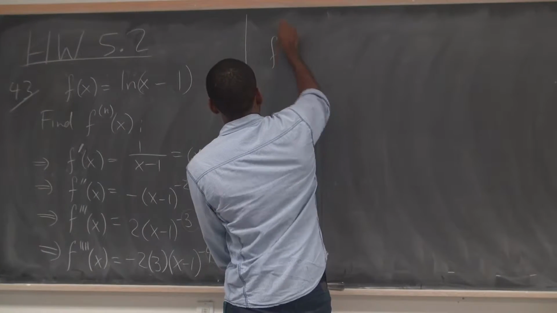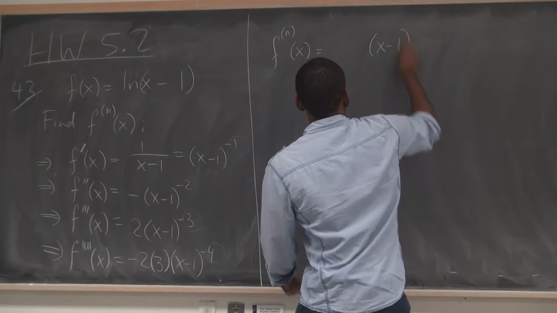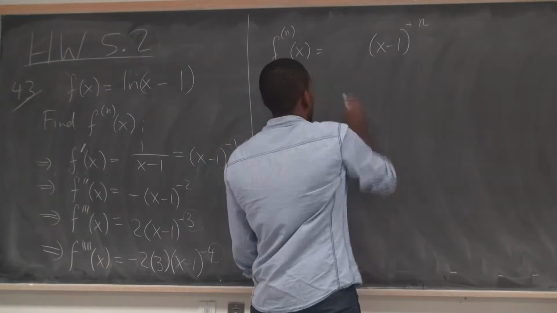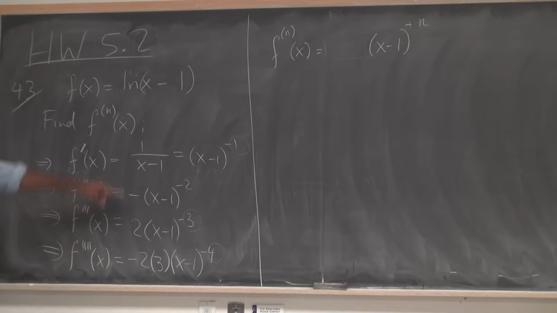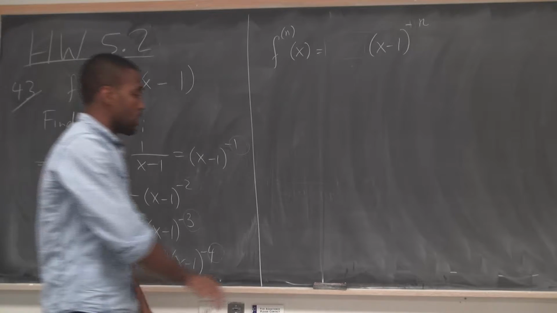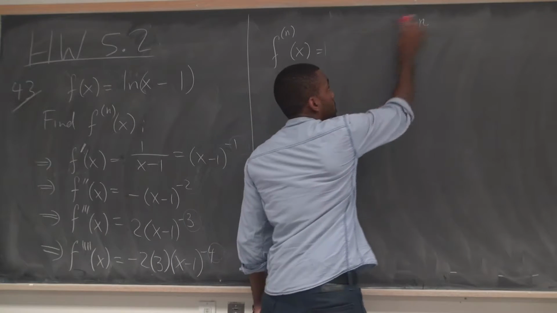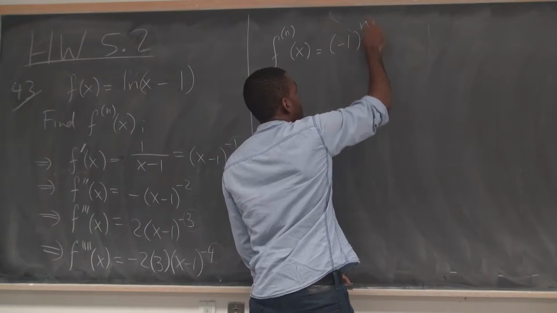I can see that f to the n of x would be equal to x minus 1 to the minus nth power, right? What about the coefficient though? Notice for the first derivative we're positive, then negative, then positive, then negative, then positive. It's actually going to alternate sign. Anyone know how to get an alternating sign? Negative 1 to the n minus 1. Negative 1 to the n.